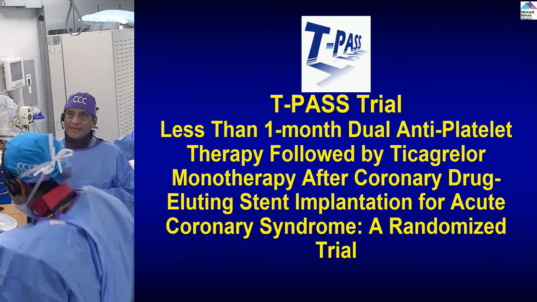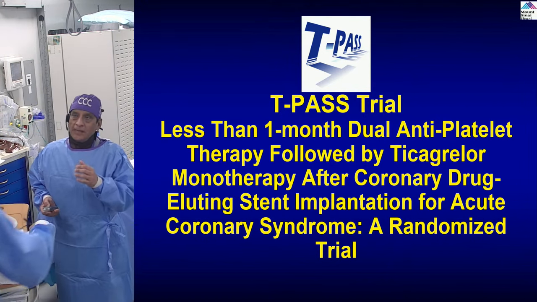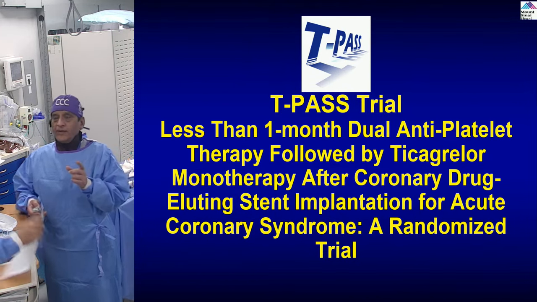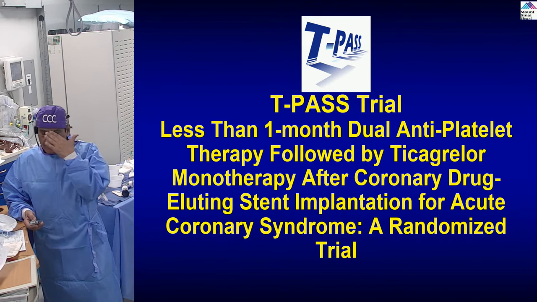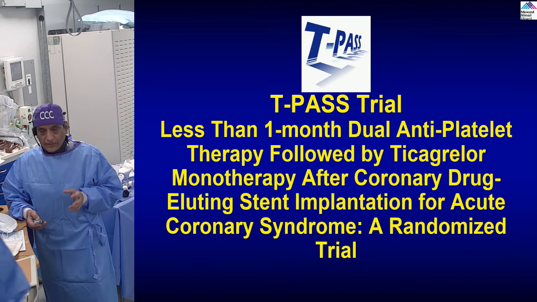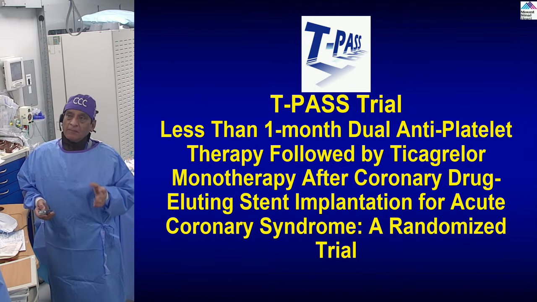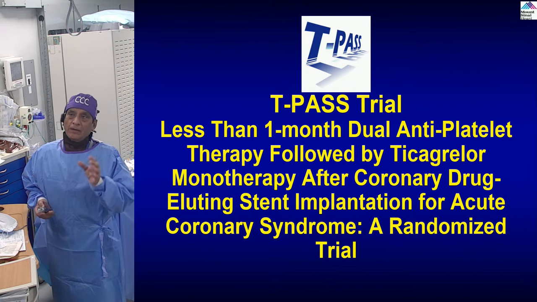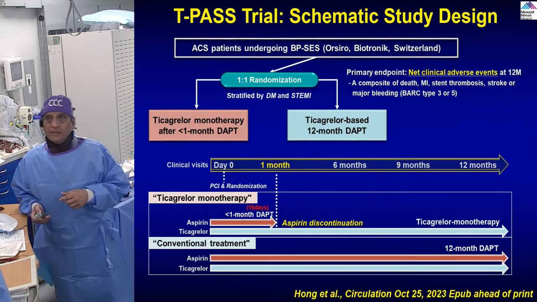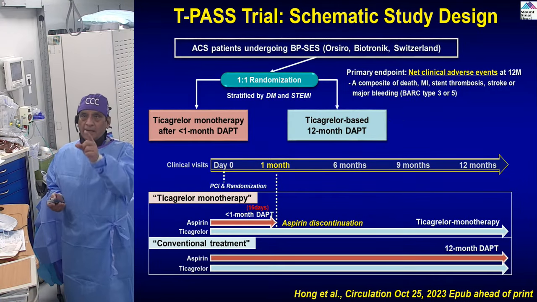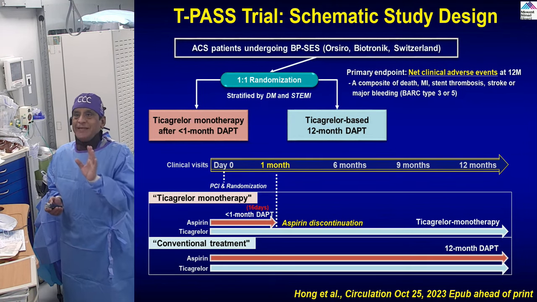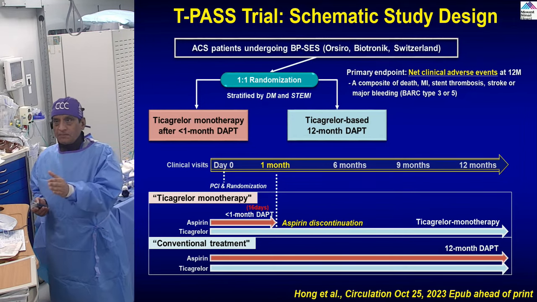Then the TPAS trial asked: what if you do DAPT for less than 1 month? But in the face of ticagrelor, remember, we have other trials which stopped the aspirin at time zero, and those have actually been troublesome. But what if you continue ticagrelor and give aspirin for less than 1 month, compared to standard DAPT? This was a randomized trial. You can see ticagrelor monotherapy after DAPT for less than 1 month. Aspirin was stopped at about 16 days, so about 2 weeks.